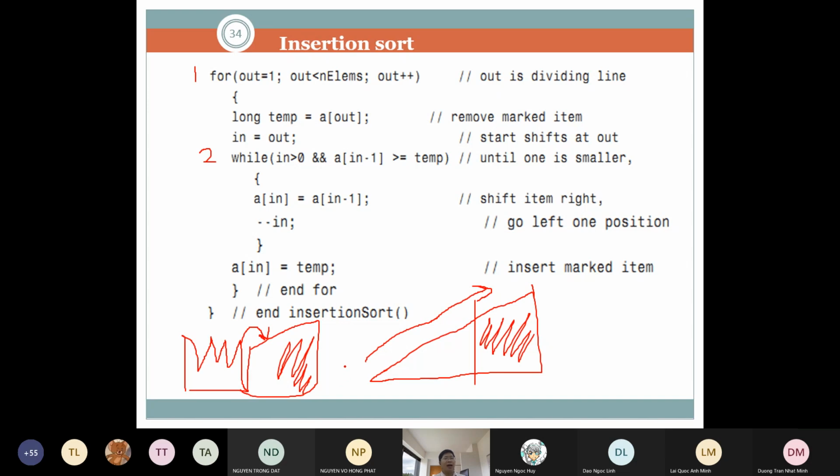And this is the homework I want you to do. Please try this at home. This is your homework. Try to modify the insertion sort algorithm so that it can sort things from the right to the left. This is just a way to practice and play with algorithms. Homework.